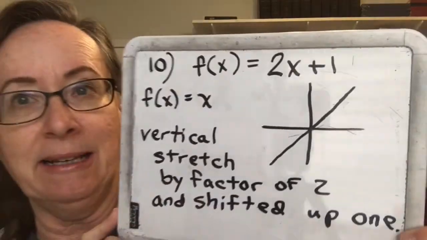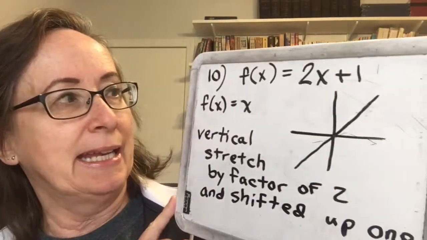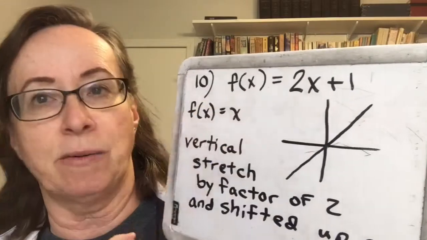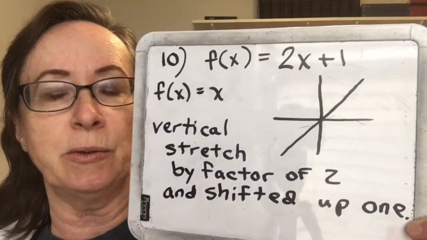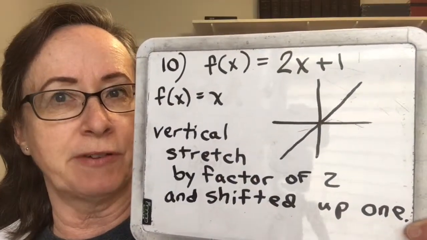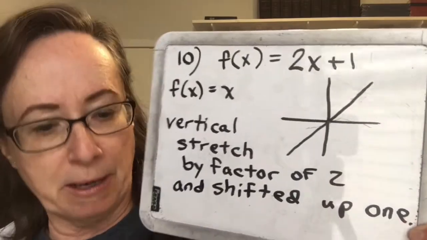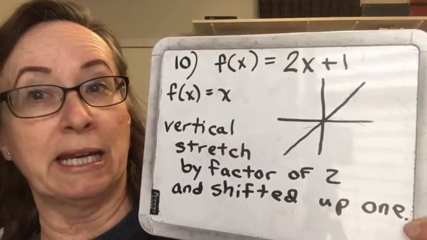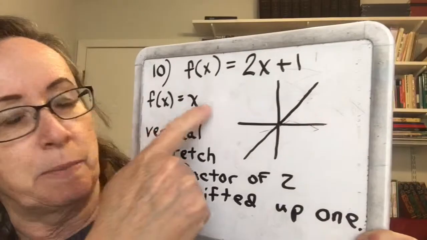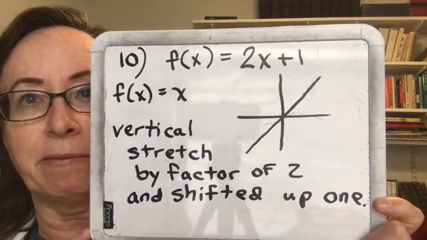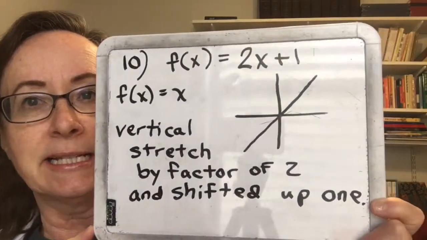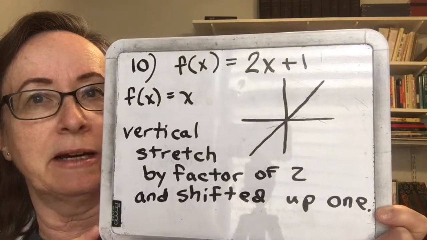This is number 10 in the back of the book, and it says f of x is 2x plus 1. Now what we're supposed to do is take one of our parent functions, and they said that the parent functions were found on page 129 of the book, and so I've listed the parent function that we're going to be playing with here.